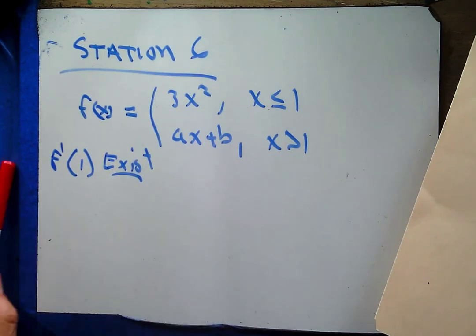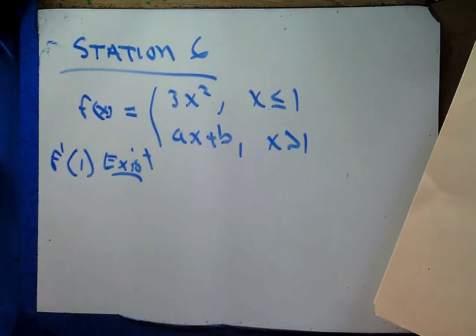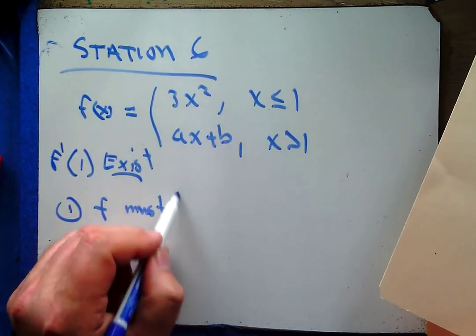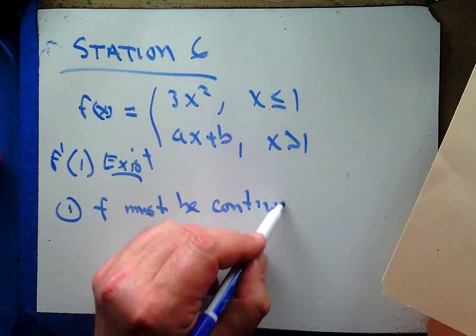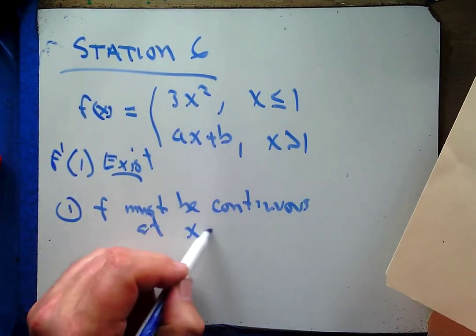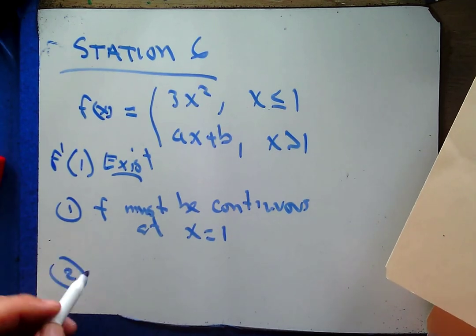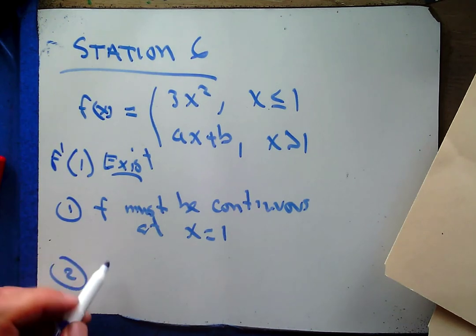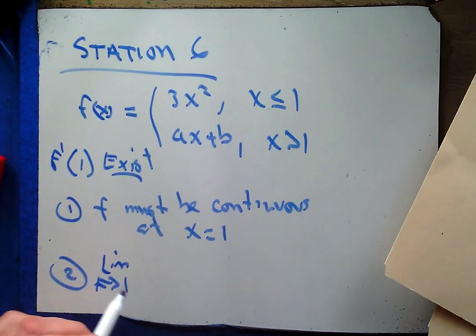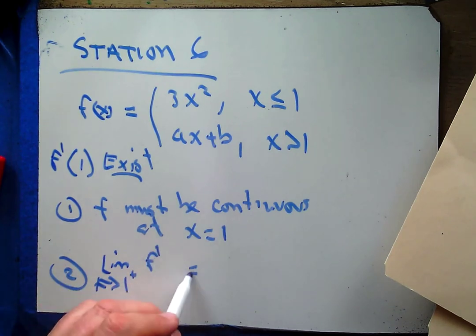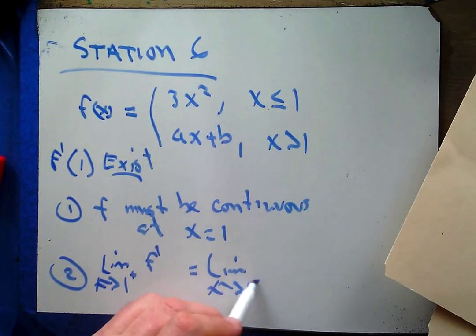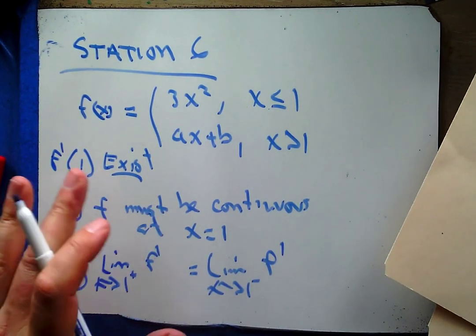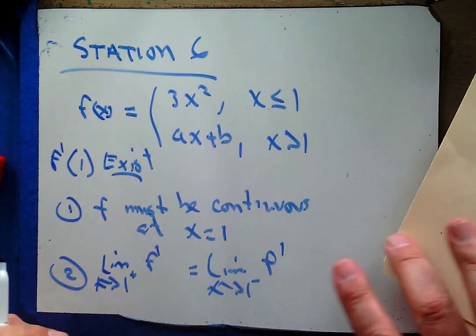Okay, so tell me, what were the requirements for differentiable at a point? First, f must be continuous at x equals 1. And the second thing we needed was that the limit of the slopes from both sides of 1 were equal. So the limit as x approaches 1 from the positive side of f prime equals the limit as x approaches 1 from the negative side of f prime. Okay, now it doesn't say we can't use our derivative shortcuts, so go to it.